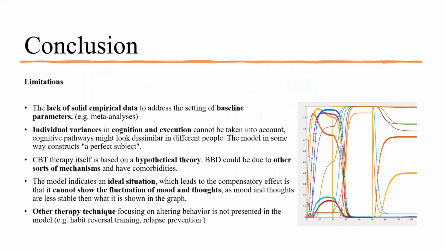So here's the conclusion part. For example, we want to say some limitations in our study. First is the lack of solid empirical data to address the setting of baseline parameters. So what we are trying to do in this model is try to make it work first, but there could be some parameters that are based on assumptions or hypotheses. Because in empirical studies, you only have subjective experience. And second, individual variances in cognition execution cannot be taken into account. So this model is kind of based on a perfect subject to make this work.